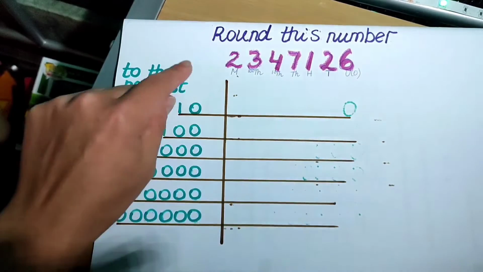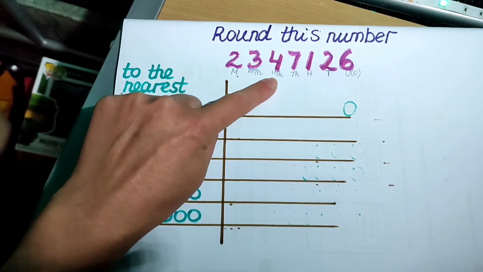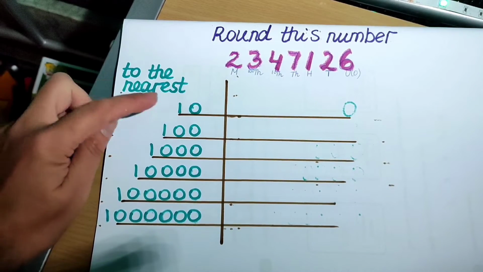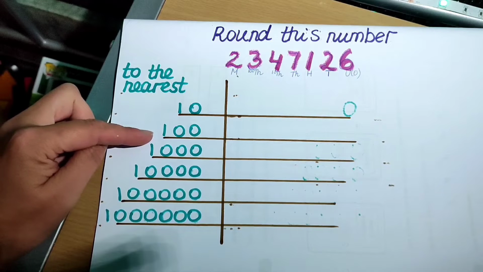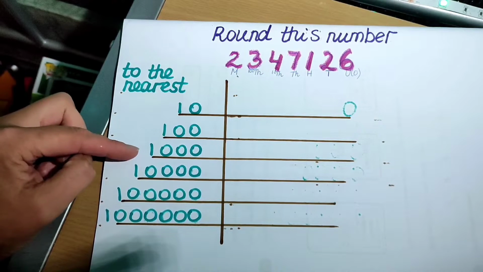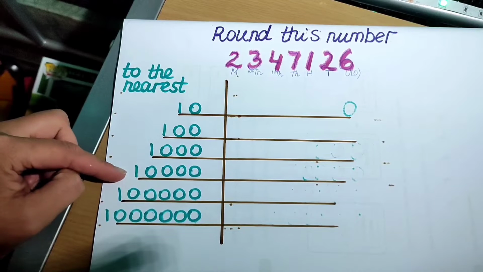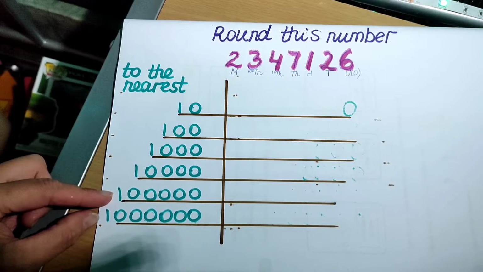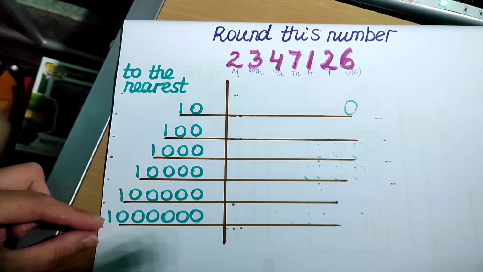No, silly. We are going to round numbers to the nearest 10, 100, 1,000, 10,000 and 100,000 and even a million. Let's round this number, 2,347,126, first to the nearest 10, then to the nearest 100, after that to the nearest 1,000, nearest 10,000, then nearest 100,000 and finally to the nearest million. How do we do that?